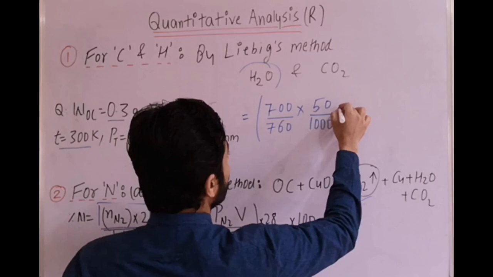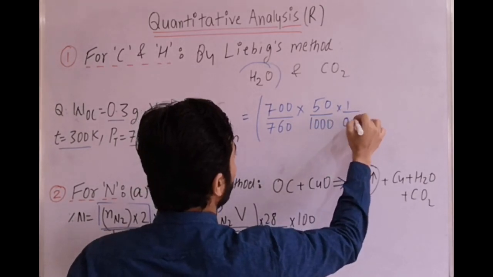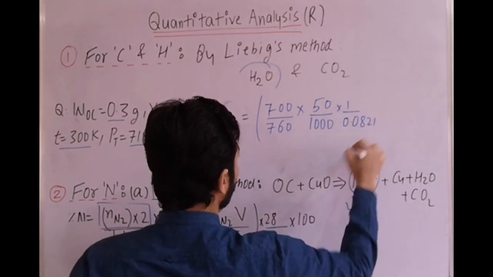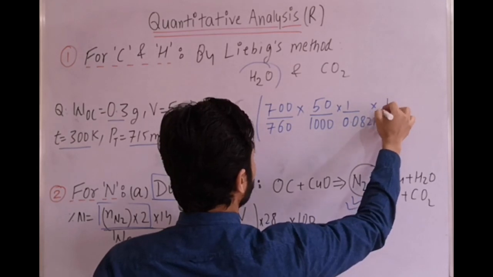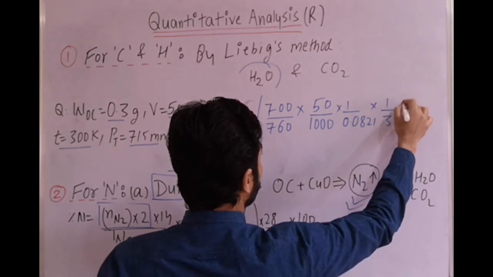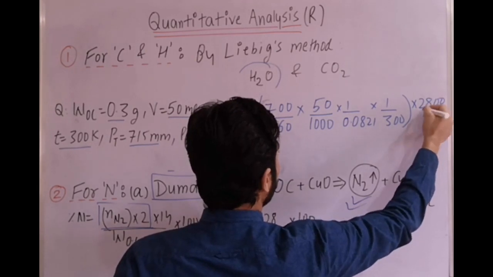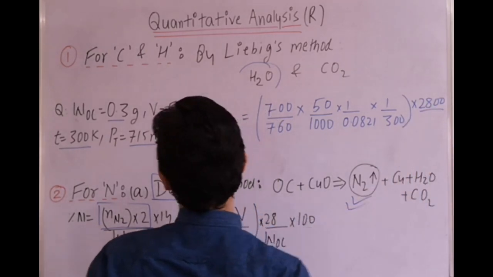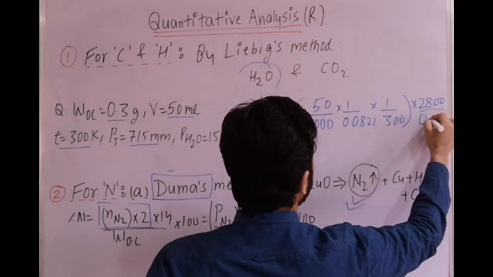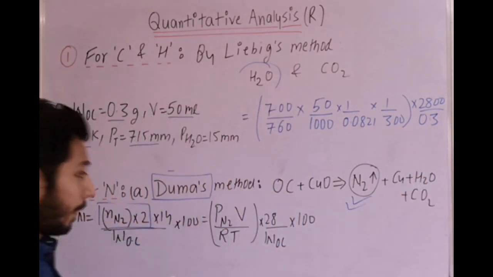R is 0.0821, or 1 by 12, approximately 0.0821. Temperature is 300 Kelvin, into 2800 we can do, upon the weight of the organic compound, which is 0.3 grams.